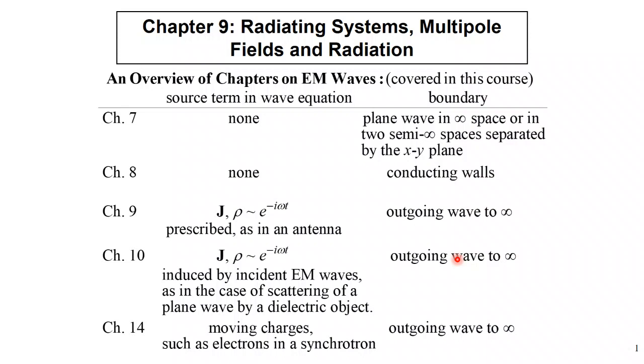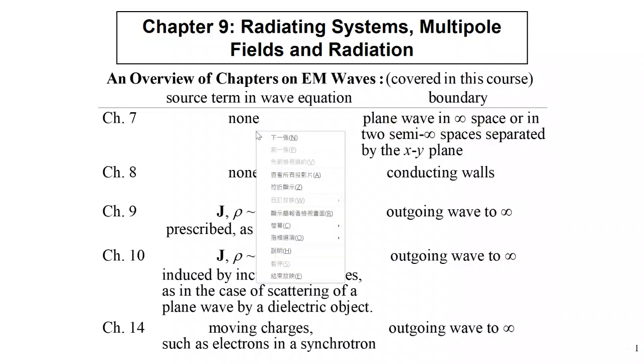Last semester, in Chapter 7, we talked about EM waves. But at that time, we did not consider the source term, no source term at all. We considered the simplest case, wave equations only, in a uniform space, and this space is unbounded. Okay, that's the simplest case.